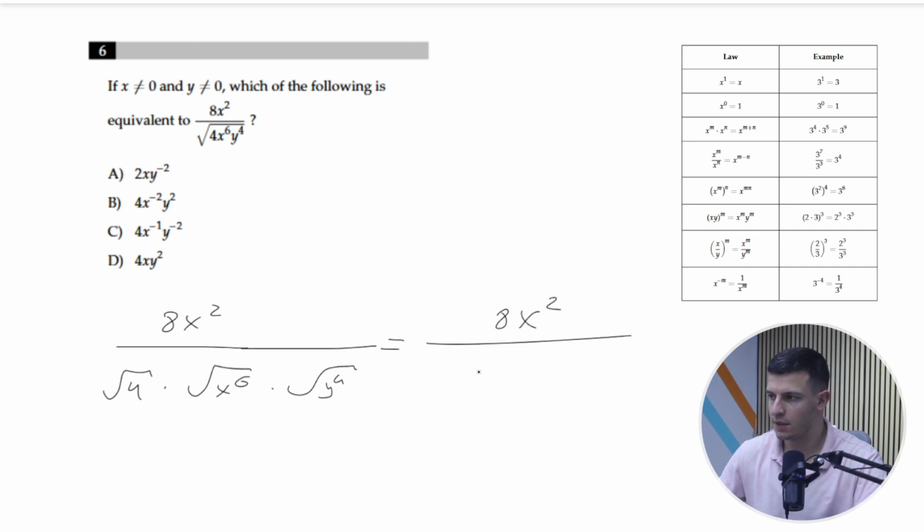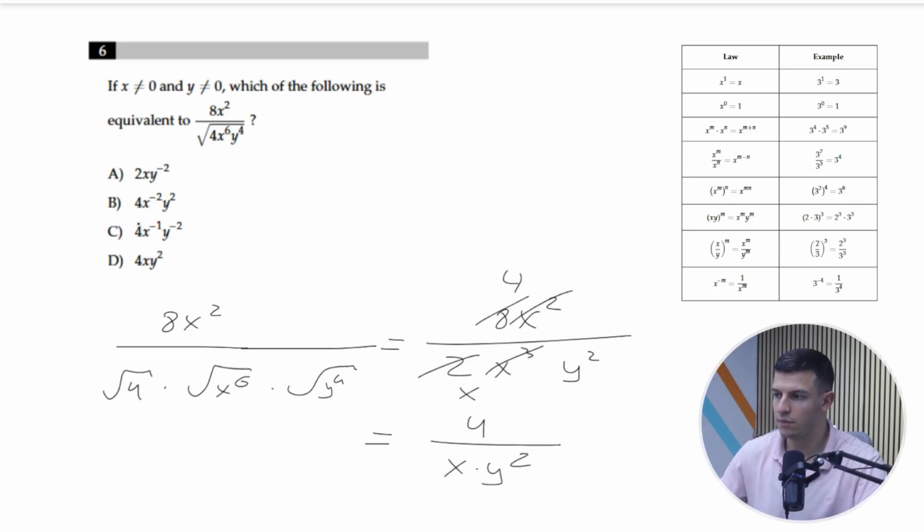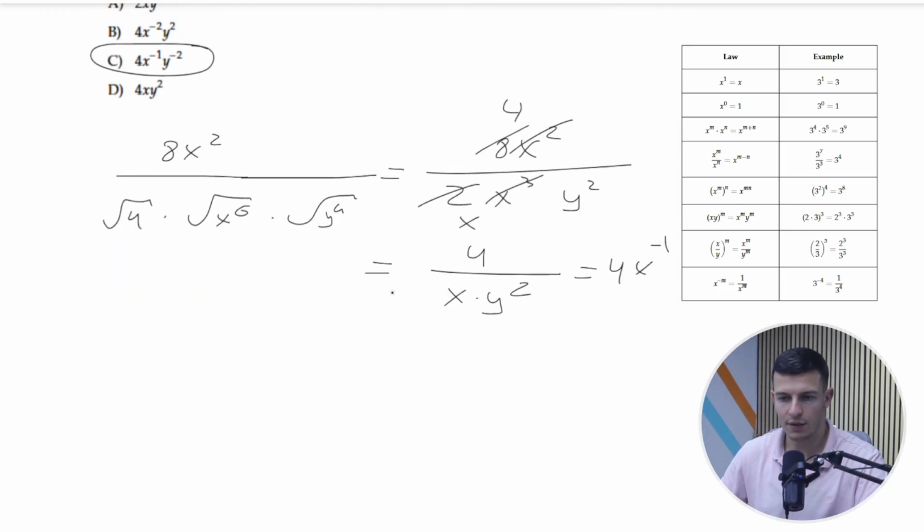So 8x squared, square root of 4 is going to be 2. Square root of x6 is going to be x3. Square root of y4 is going to be y2. Right? Now I can simplify a bit further. Divide both sides by 2. This is going to be 4. Divide by x squared. This is going to be x. And there's nothing to do with the y. So 4 divided by x times y squared. I don't see that in the answer because all the answers are with negative powers, so I can do 4x negative 1, y negative 2. C.